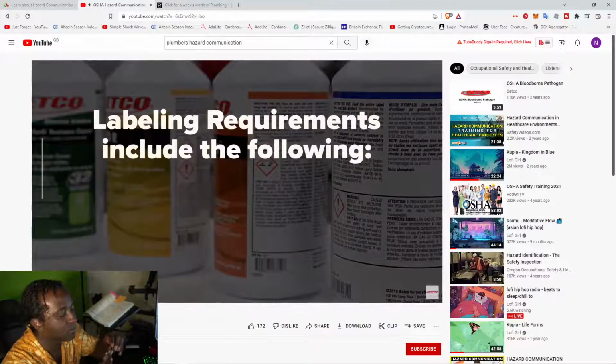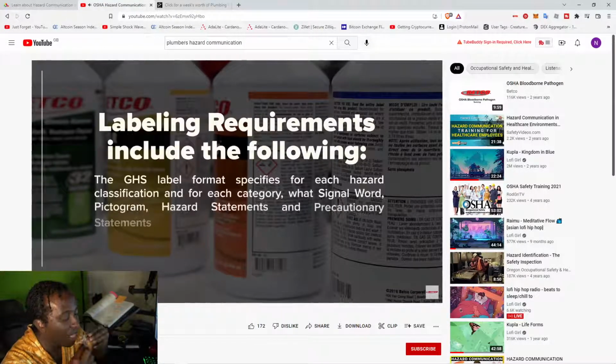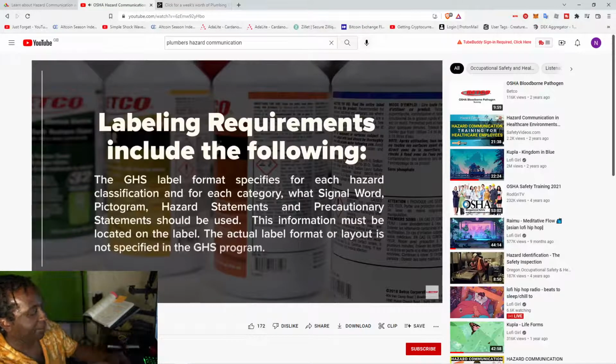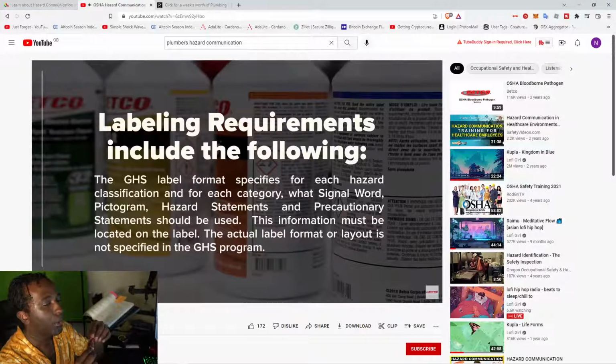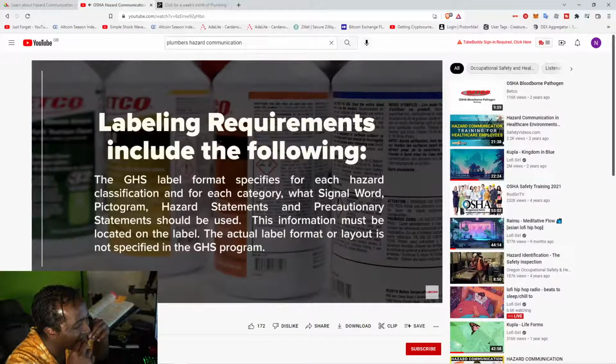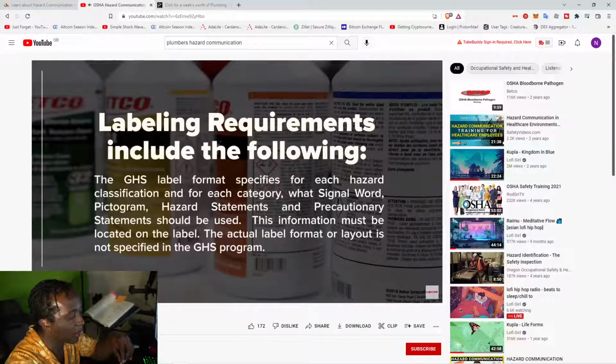Labeling requirements include the following. The GHS label format specifies for each hazard classification and for each category what signal word, pictogram, hazard statements, and precautionary statements should be used. This information must be located on the label. The actual label format or layout is not specified in the GHS program.